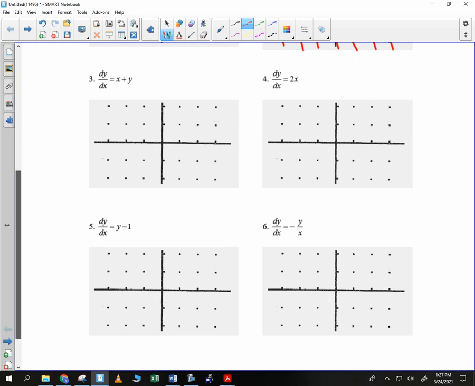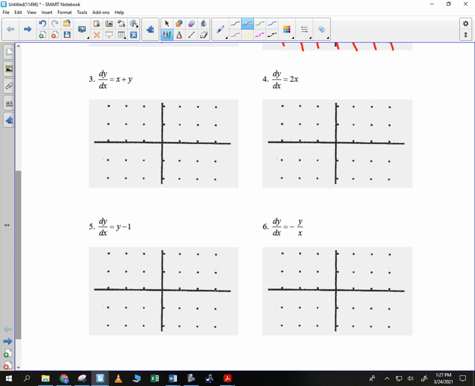What's different about number 3? You have x and y. So you need to take the 2 points and add them together in order to come up with the slope. This is going to take a little bit more time. I want you to go ahead and do it on your own after I do 2 with you.